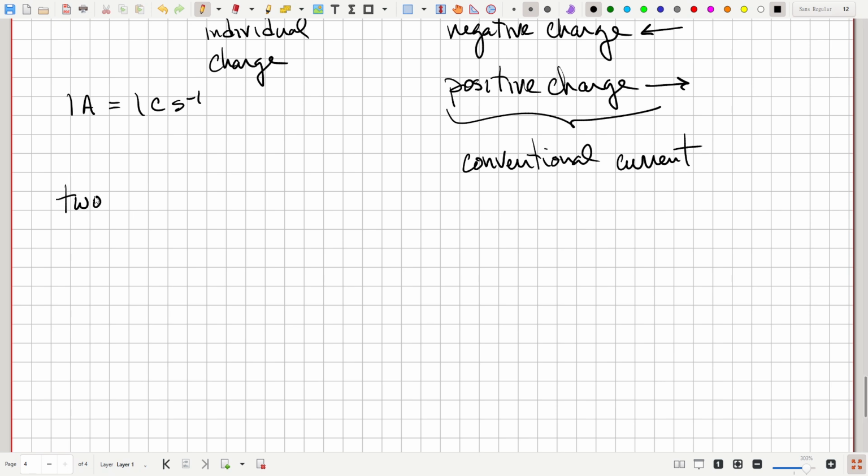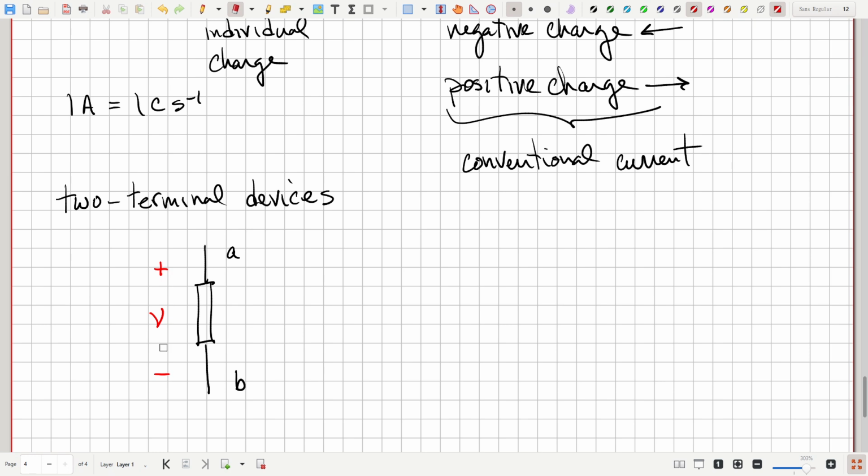Now, for our purposes in this course, we're going to be concerned with two terminal devices. And here is a schematic symbol of that. A little box. And it has two terminals. Let's call them A and B. And we will be interested in the voltage drop between the terminals, that is, the change in voltage going from A to B. Remember, voltage tells you the amount of energy it takes to move a charge between two points. So in this case, the higher potential is up here at A and the lower at B.